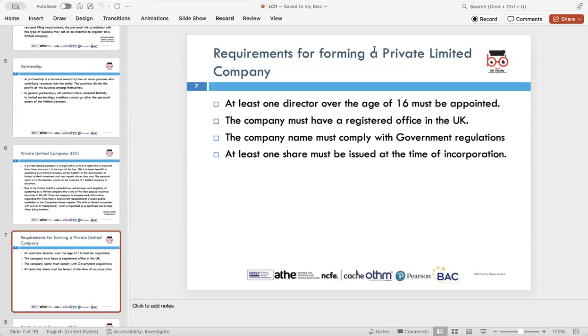The requirements of forming a private limited company: at least one director, aged 16 or over; the company must have a registered office in the UK; and in order to comply with government requirements, the company name must be approved during the process of incorporation. A minimum of one share must be distributed to shareholders.